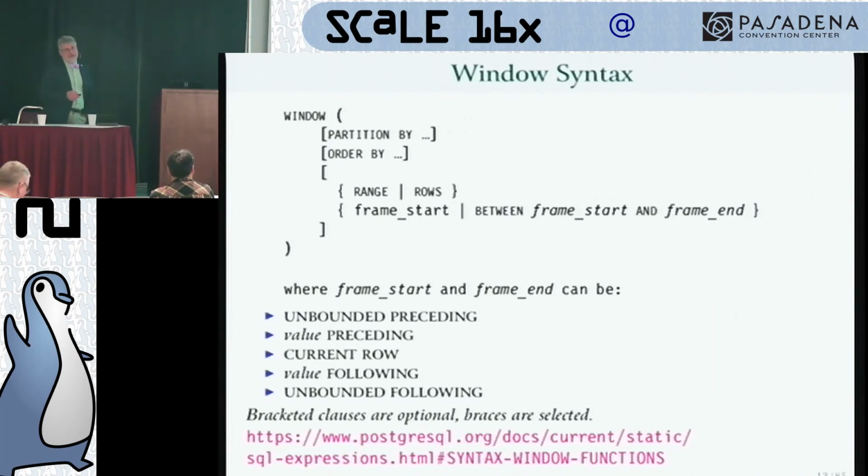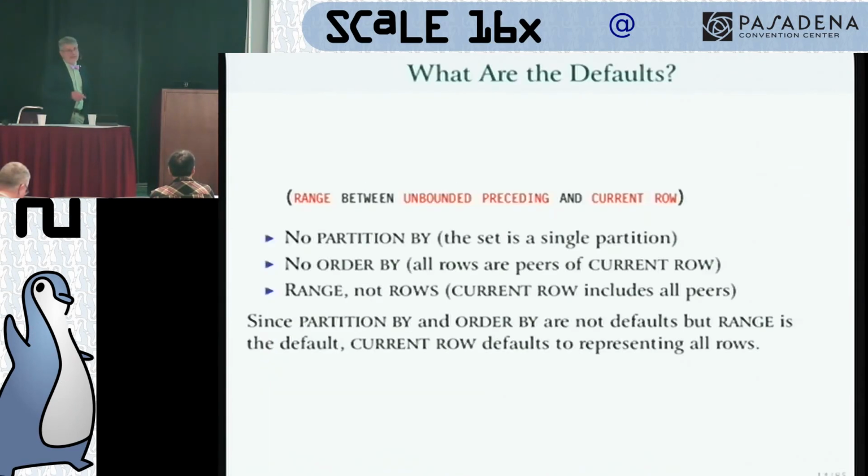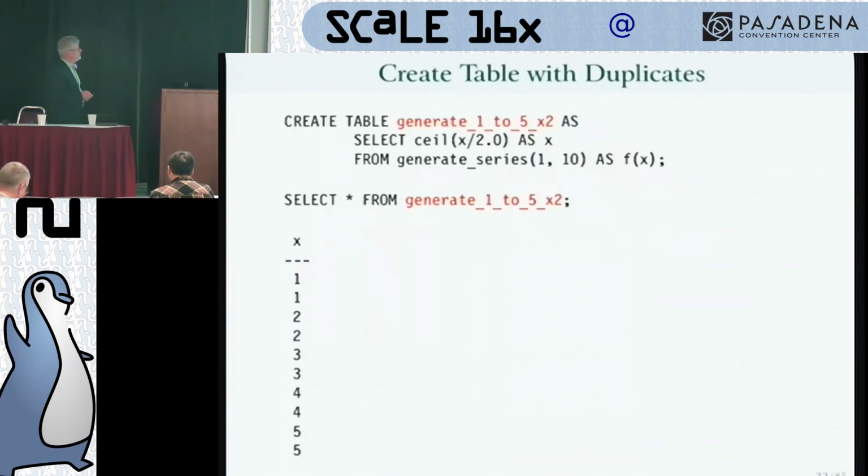I don't know why, but again, that looks like what the SQL standard says. I grabbed this right from the Postgres doc, so I would be surprised. If this was optional, we'd have a bracket here. But because we have a brace, it's got to be one or the other. I don't know why it was that way.